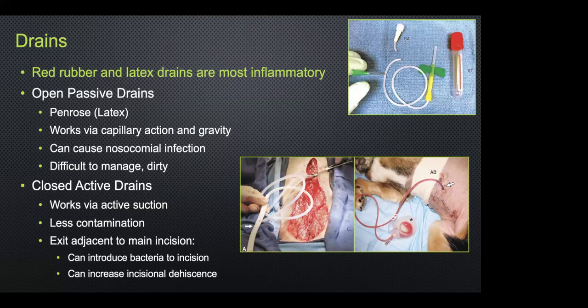Closed active drains are great. There's all sorts of sizes, so you should be able to use those regardless of the size of the wound. These work through active suction. They allow for less contamination, and you can allow them to exit next to the main incision instead of through it, so you have less of a chance of that incision dehiscing or that drain tube causing an inflammatory reaction and problems at the incision. And you can see placement of some of these JP drains here.